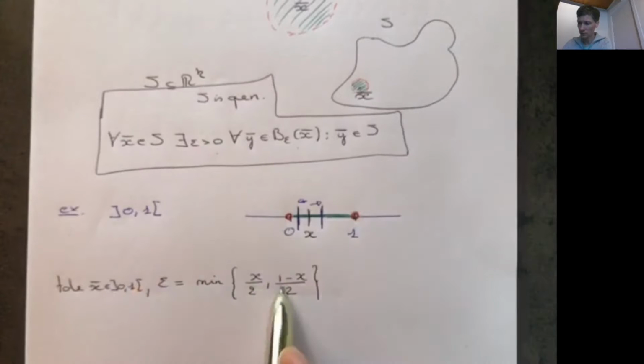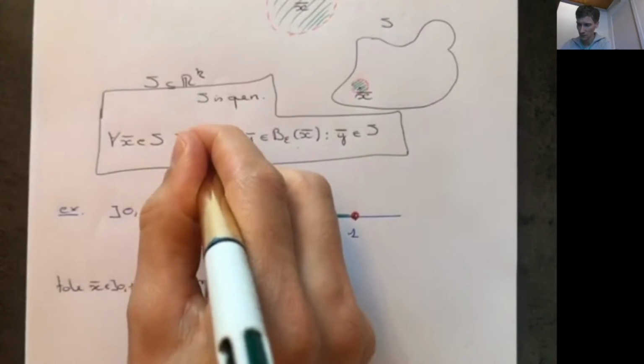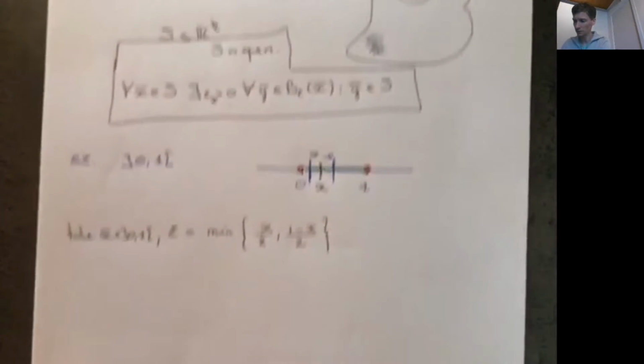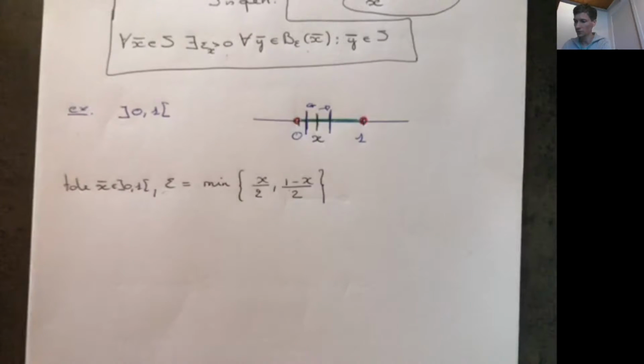Right, so I defined epsilon to be this. Epsilon can depend on x. For all x you need to find an epsilon, so the epsilon can depend on x. Let me show that this epsilon indeed satisfies this definition.